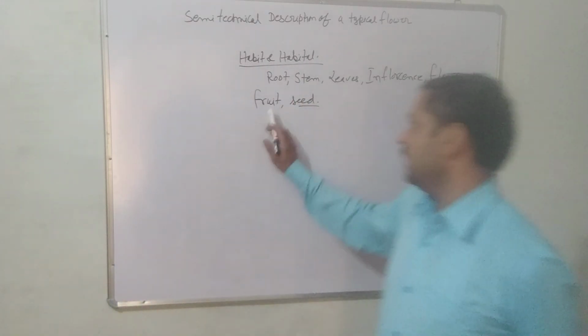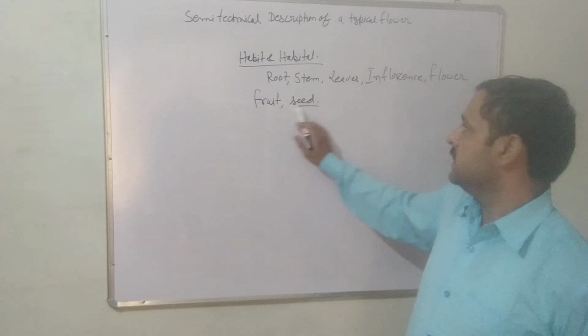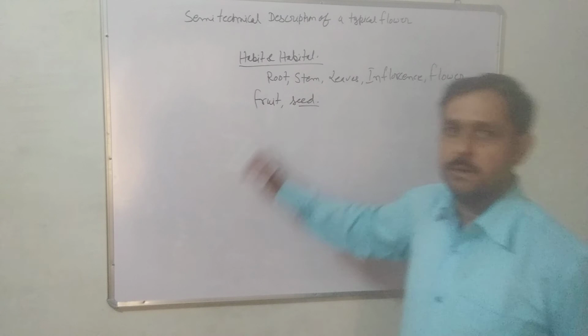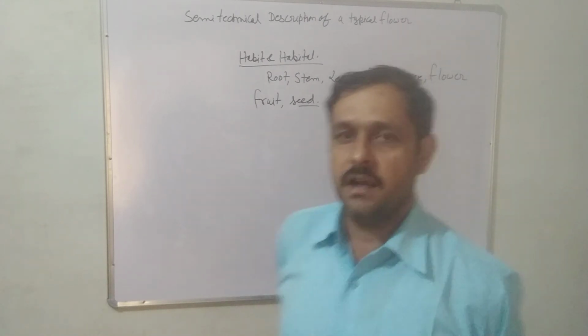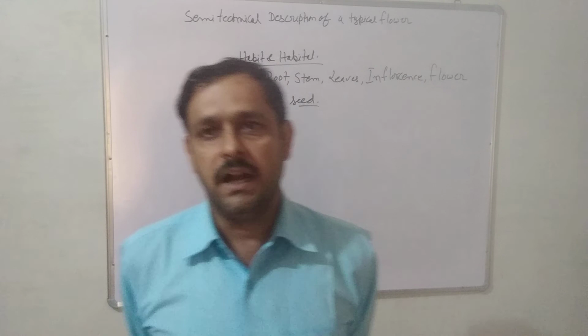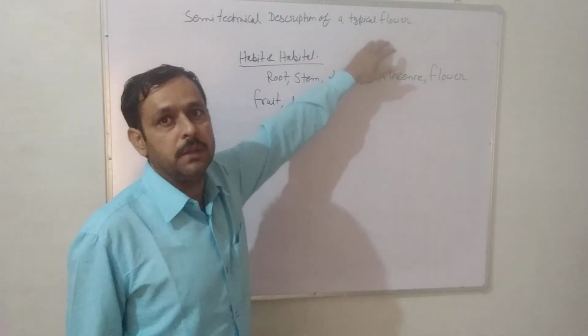Then we write the type of fruit, parthenocarpic or true fruits. Then the type of seed, endospermic, non-endospermic or perispermic. All these headings are included in one term, and that is called the semi-technical description of a typical flower.